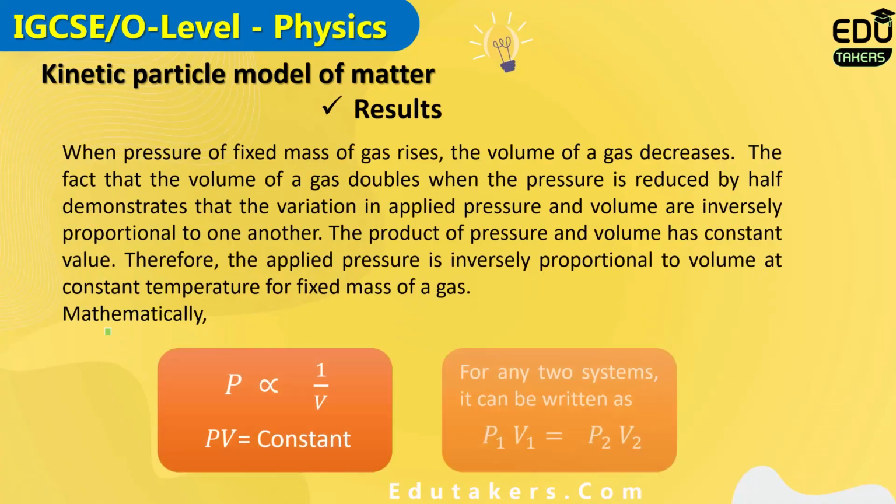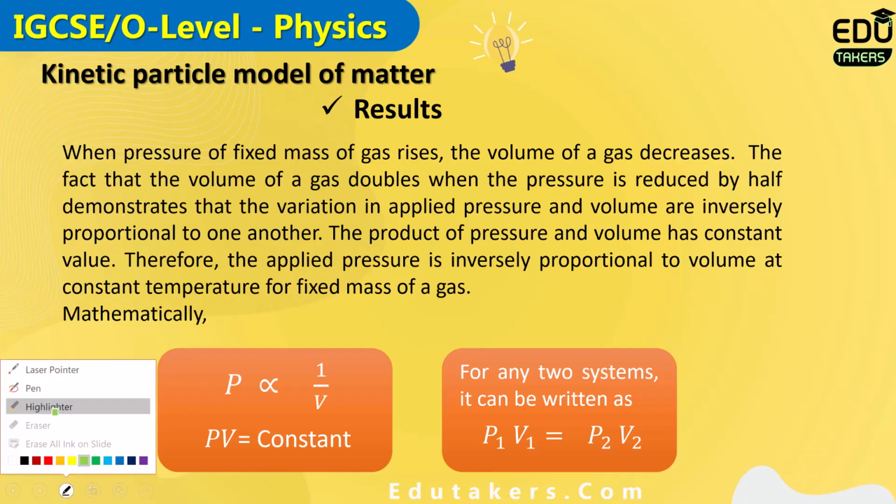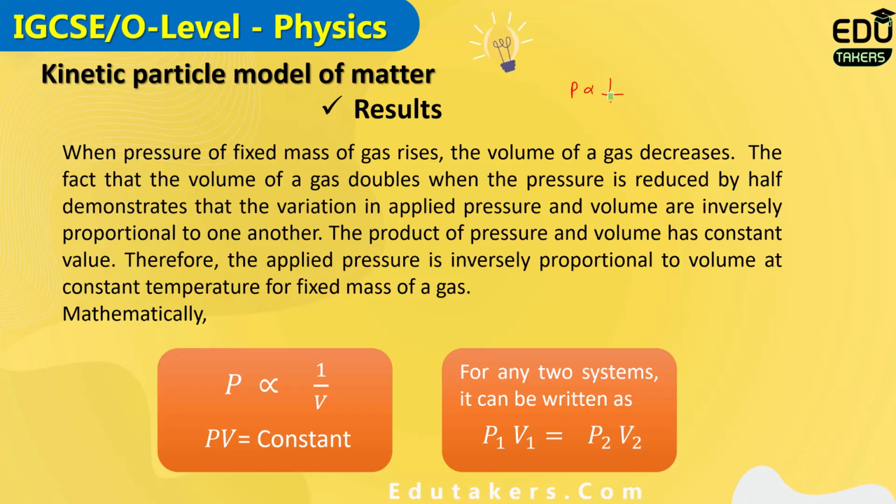What is the result of this experiment? The result is given here. For any fixed mass of gas, when you increase the pressure, the volume decreases because you know that pressure and volume are inversely proportional to each other. I write here P is inversely proportional to the volume when the temperature is constant. So when you increase the pressure, accordingly the volume decreases.